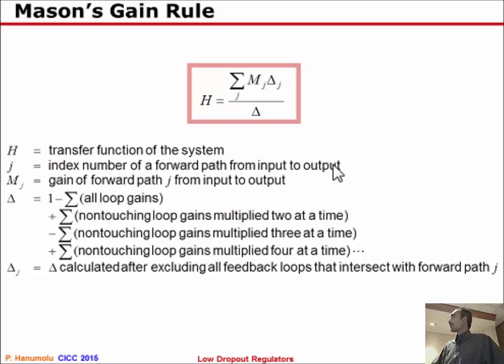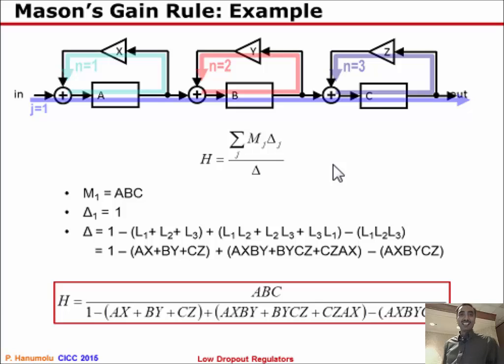Delta is the system determinant. It is 1 minus the summation of all loop gains. And then you have this bunch of other terms here, which is basically all the loop gains excluding 2 at a time, 3 at a time, 4 at a time, and so on and so forth. If this seems cumbersome, it is not. Let's say you have a simple example, which hopefully will make it easier to understand.